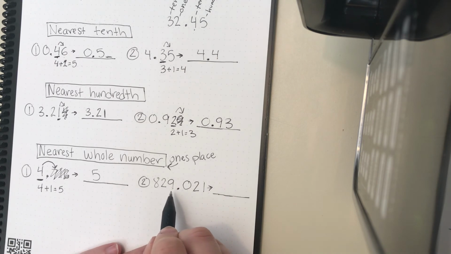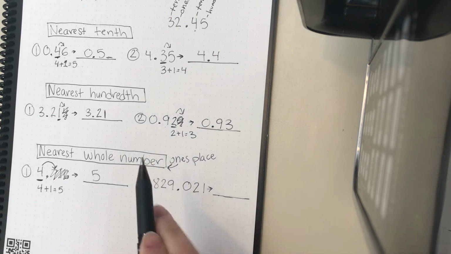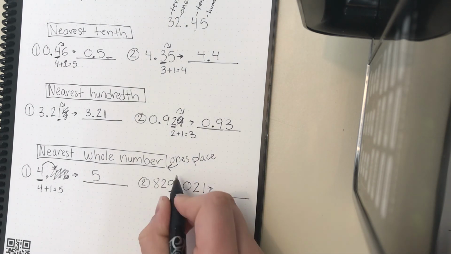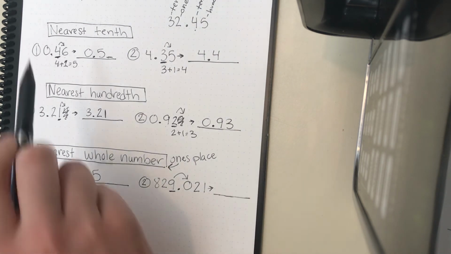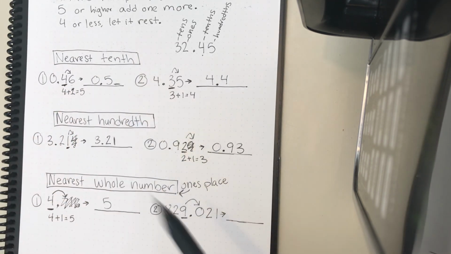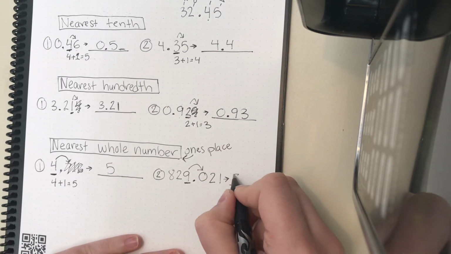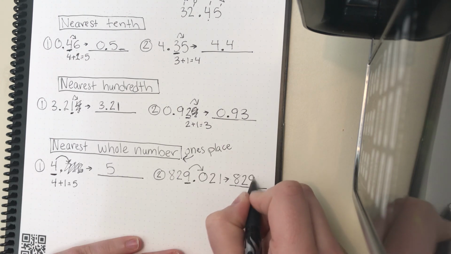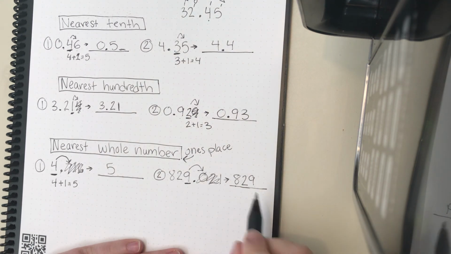Next, we've got 829 and 21 thousandths. That's a big number. Doesn't mean it's any harder because we're just going to take the place, look next door, 5 or higher, add 1 more. 4 or less, let it rest. Well, it's a 0. So that's pretty much as low as you can go. So that's 4 or less. That means we're letting it rest. And so that 9 is going to stay the same. Everything that comes before the 9 is going to stay the same. So we still have our 8, still have our 2. Our 9 will stay the same, and nothing's going to come afterwards because we're rounding to the nearest whole number. We don't need anything after the decimal.